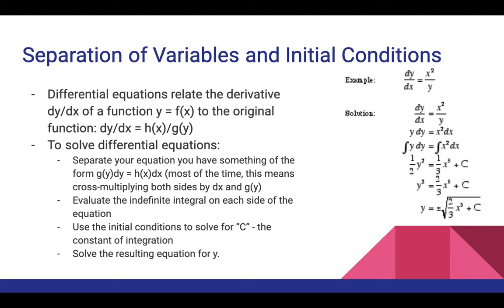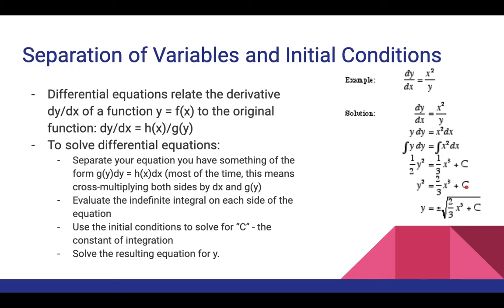We use the initial conditions to solve for c, the constant of integration. As an example, if I have dy/dx equals x squared over y, which I believe is what was on the notes when I originally wrote this up, albeit this example does not contain an initial condition, we separate into y dy equals x squared dx. We take the antiderivatives, which gives us 1/2 y squared equals 1/3 x cubed plus c. If we had an initial condition here, we would solve for c, although the problem doesn't provide us with one.